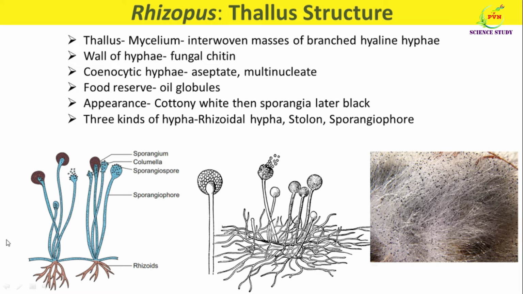As the Rhizopus thallus matures, it is differentiated into three kinds of hyphae, such as rhizoidal hypha, stolon and sporangiophore. So here in this figure we can see the three kinds of hypha. These are the rhizoidal hypha, then these are known as stolons or the stolonal hypha, and this is the sporangiophore. So on this sporangiophore, sporangia are produced. We will see the three kinds of hypha one by one.